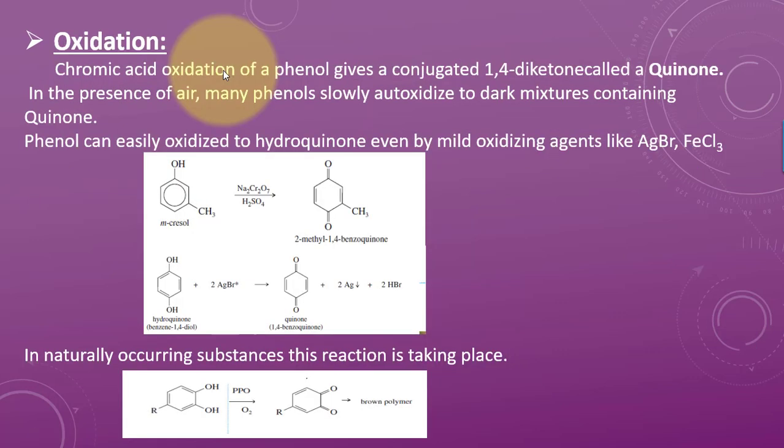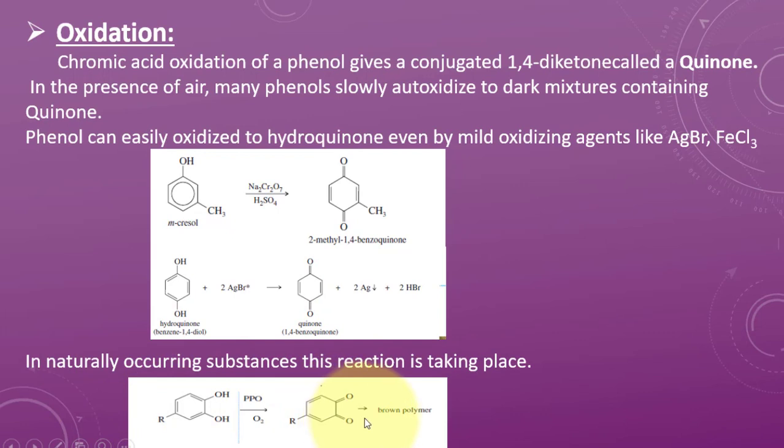The next reaction is oxidation. We say that phenol on oxidation with chromic acid gets converted into 1,4-benzoquinone. And phenol being more reactive, readily reacts with a very weak oxidizing agent like silver bromide or FeCl3 and will also get converted into 1,4-benzoquinone.